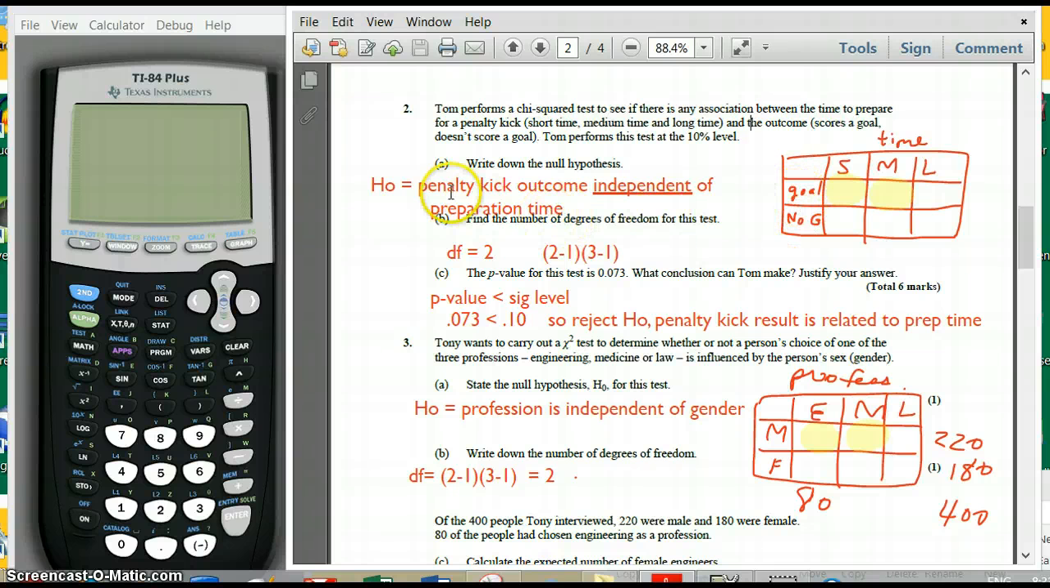So the null hypothesis is that the two factors are independent. So the penalty kick outcome is independent of the preparation time. We always assume that it's independent for the null hypothesis. Find the number of degrees of freedom for this test. Well, remember, for a 2 by 3 table here, there's only two cells that you can choose before you have to start calculating, which is this cell and this cell. After you calculate this cell and this cell, the third cell, you have to calculate it, right?